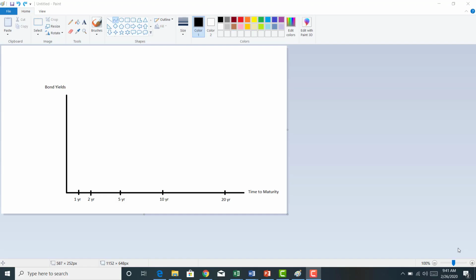All right, in this video we're going to talk about yield curves. Okay, so with an understanding of bond pricing and the relationship between bond prices and yields, we can understand what yield curves are. I have here on the y-axis bond yields, and on the x-axis the time to maturity. You can think of these as 1-year government bonds, or bonds with 1 year to maturity, 2-year government bonds, 5-year government bonds, 10-year government bonds, and so on.